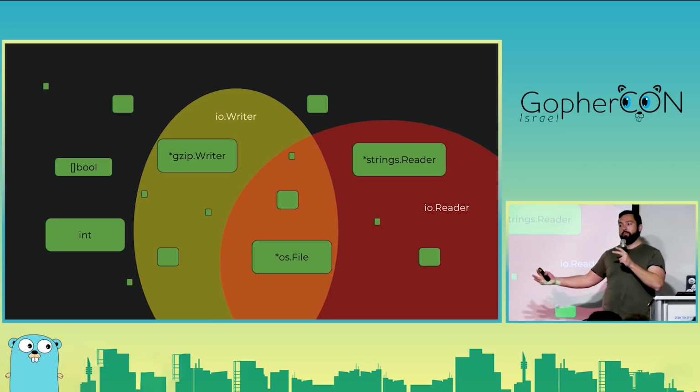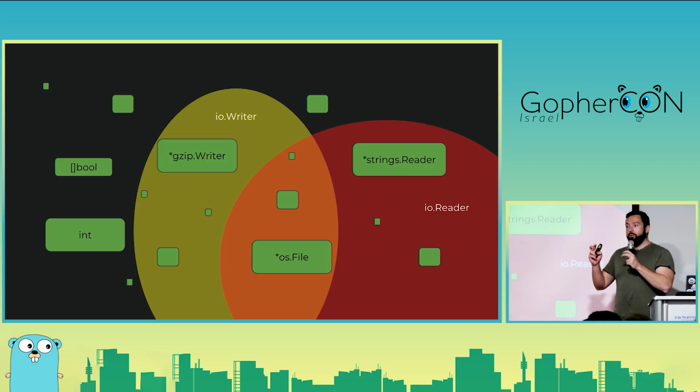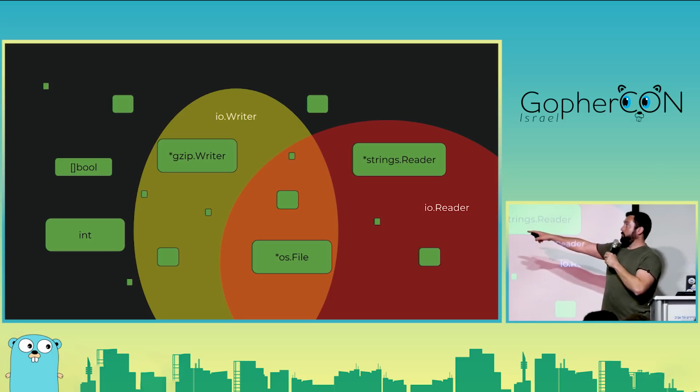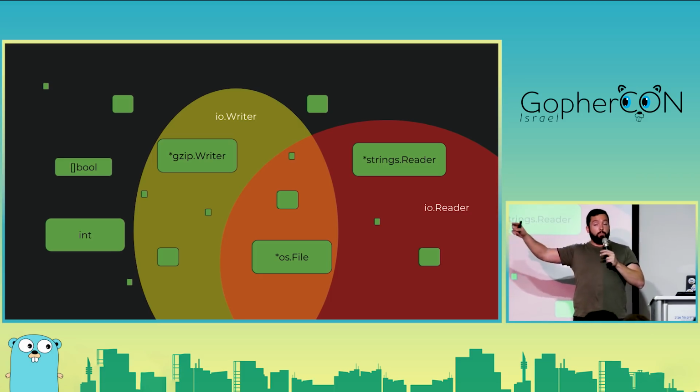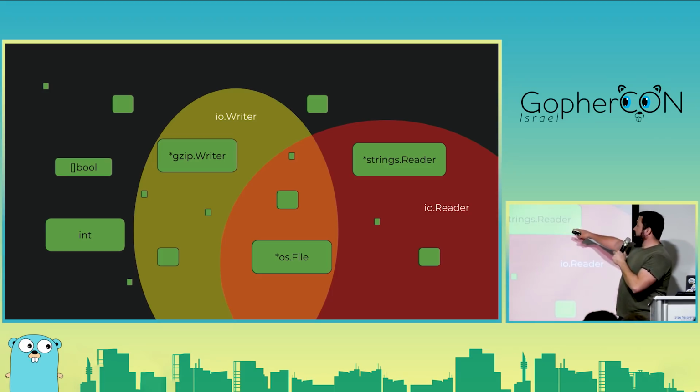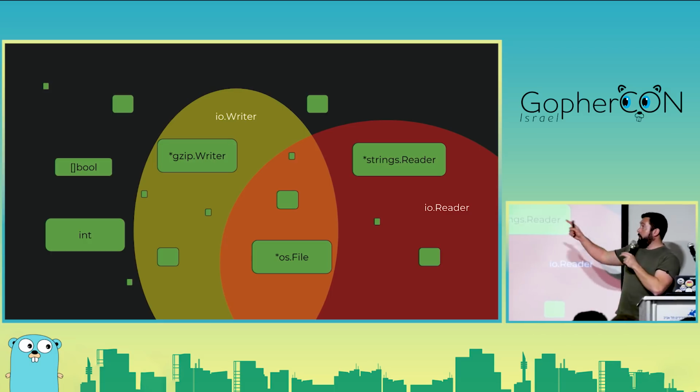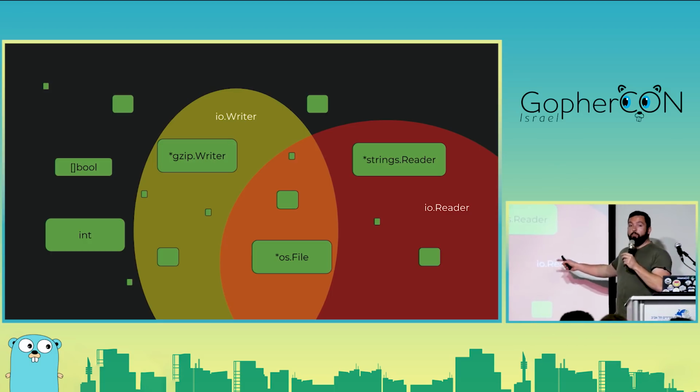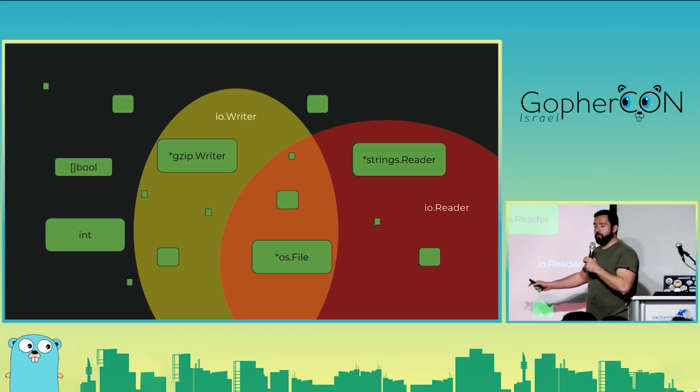a set of types. So if you think about that interface as a proof of membership to a set, you can see that, for instance, gzip.Writer is an io.Writer. It's part of that. But strings.Reader is not a writer because it doesn't have that Write method. Instead it has the Read method, and that makes it part of the io.Reader set, which means that it satisfies that interface.